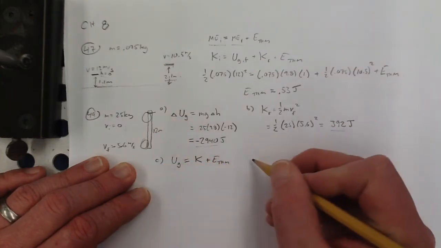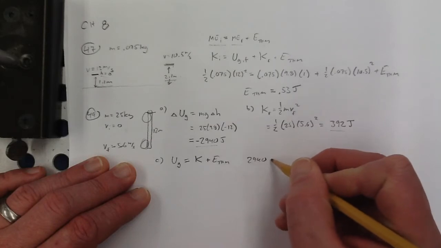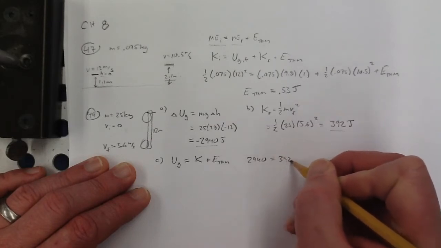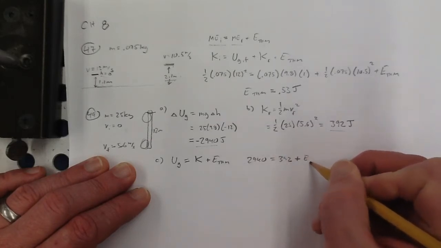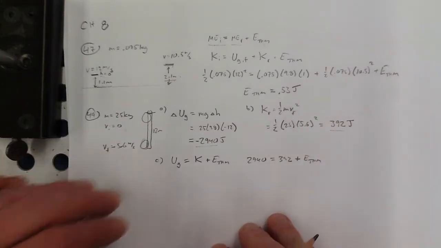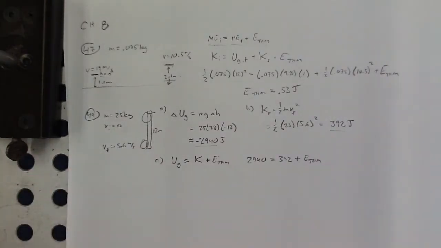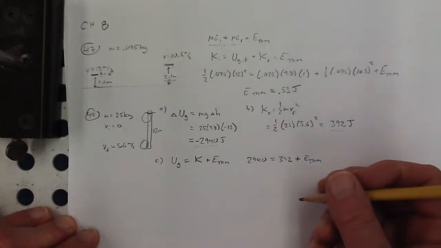So we have 2,940 is equal to 392 plus that thermal energy. And so what do we have? 2940 minus that 392. So about 2550.